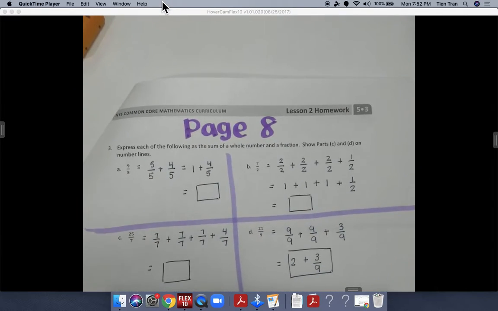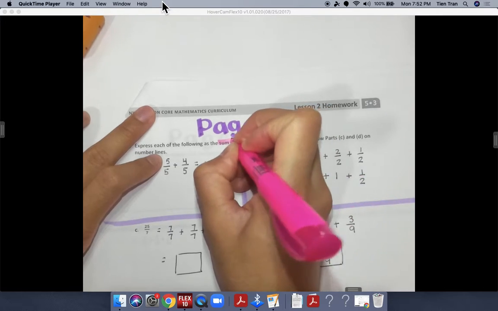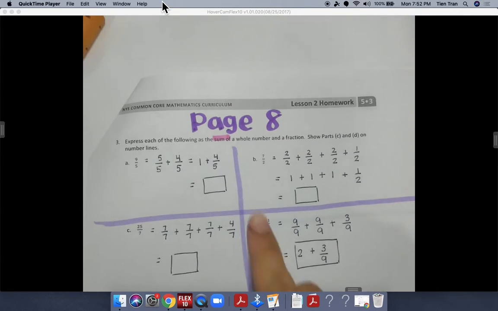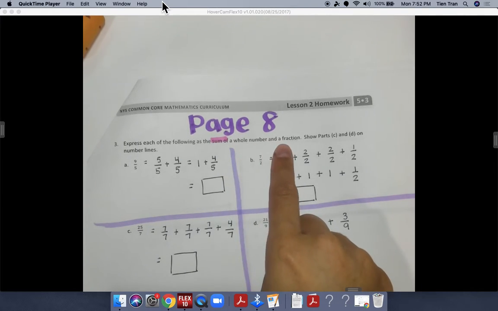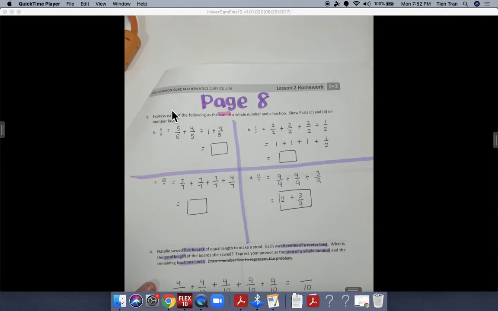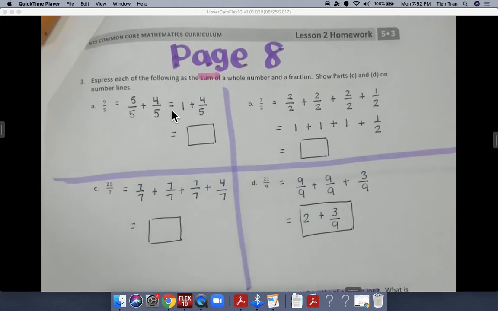Okay, now we're going to turn the page. For problem number 3, it says express each of the following as a sum. Remember, sum means adding, the answer to an addition problem. Of a whole number and fraction, show parts C and D on number lines. So we are not going to do the number lines because there is not enough space. However, we're going to solve for it.